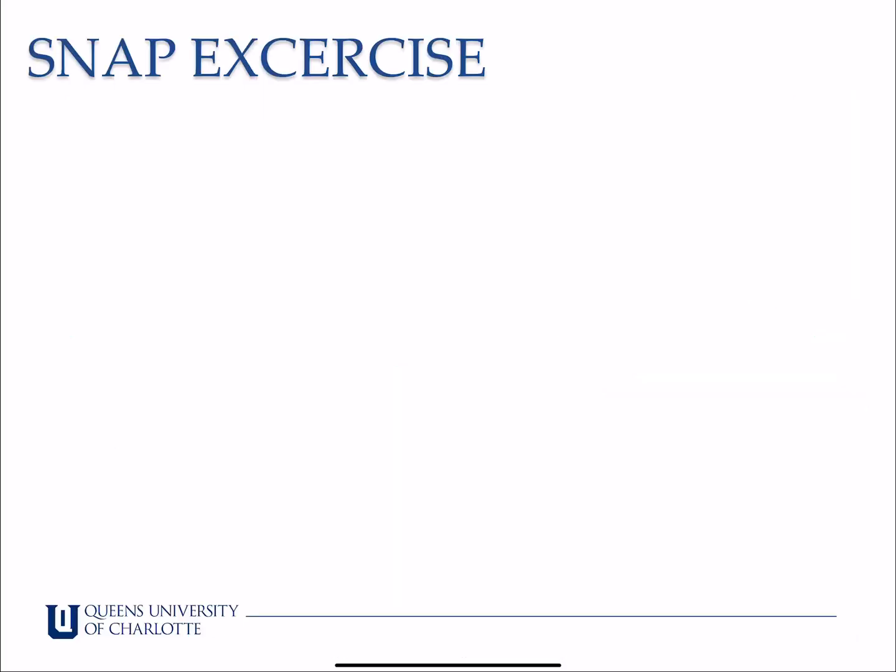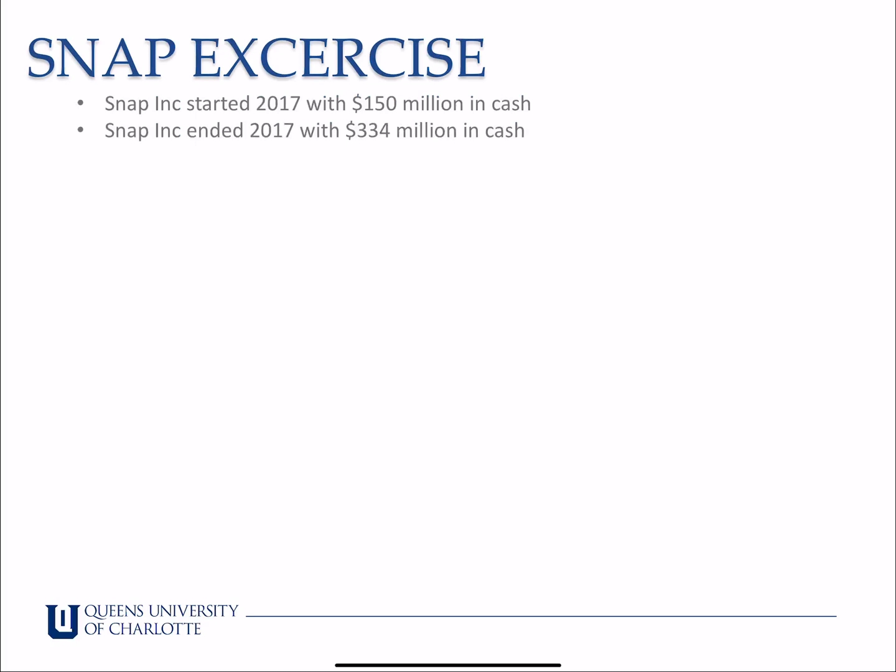All right, so let's talk about SNAP again. SNAP started in 2017 with $150 million in cash. Seems like a good bit of money. They ended 2017 with $334 million in cash. So if you didn't have the statement of cash flow and all you had was the balance sheet, because remember, cash is an asset that sits on the balance sheet, you'd say, well, that's all right. I like that. That's good news here.